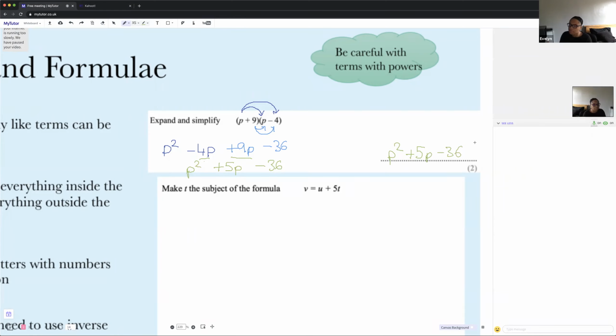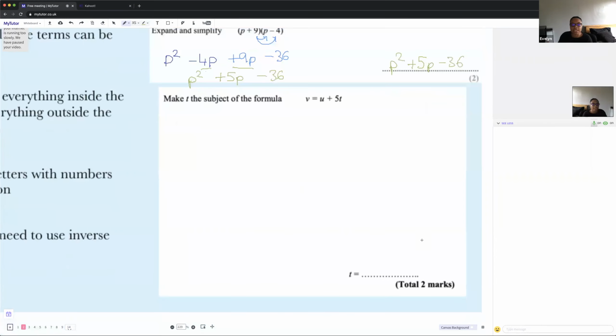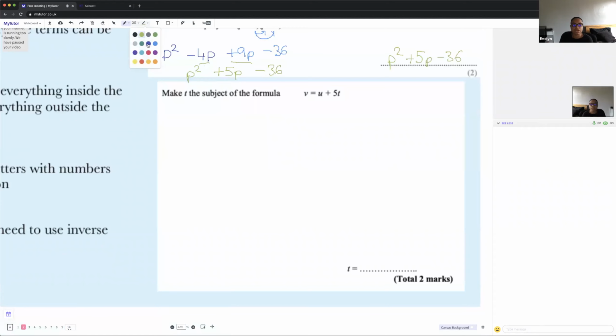So you can't have a positive 36, it has to be a negative 36 for you to get the answer correct. Right, brilliant. Now, the next one is rearranging.